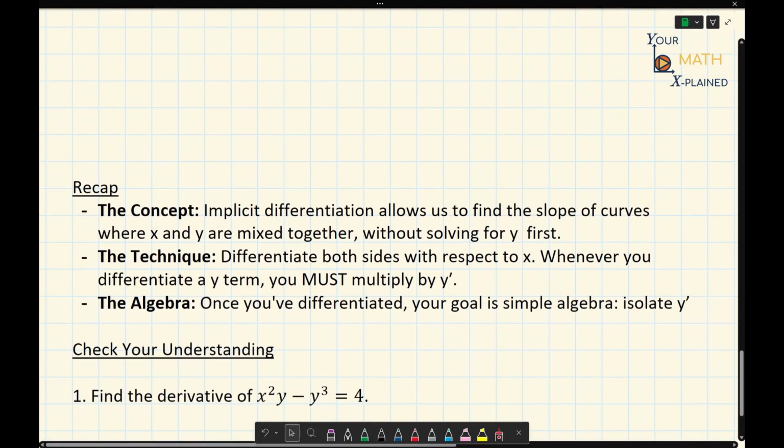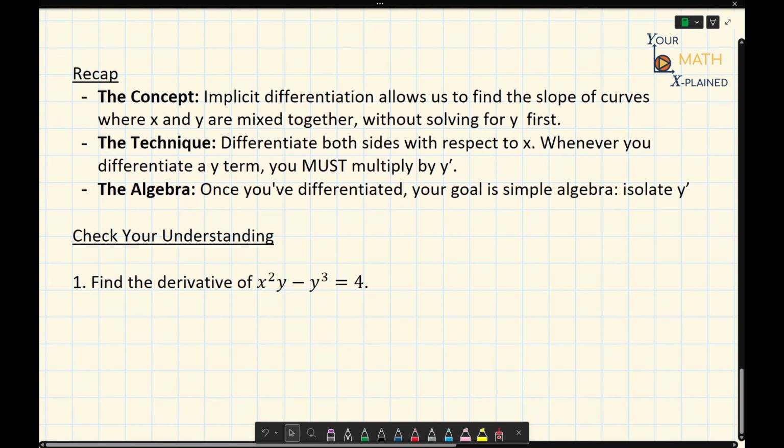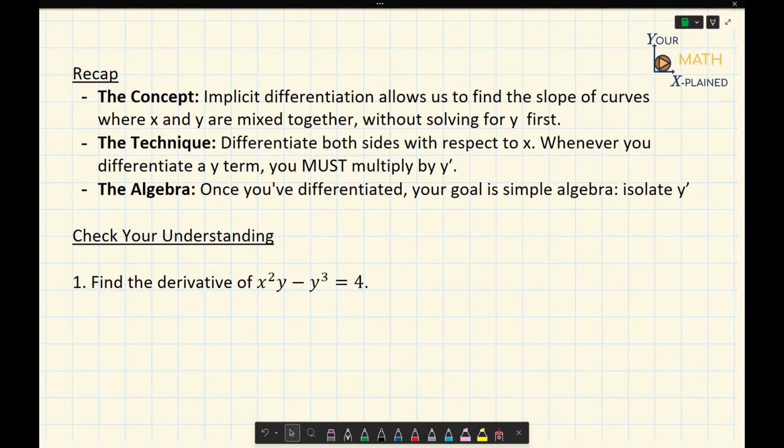And now let's do a quick recap of what we covered in this video. So the idea of implicit differentiation is that it allows us to find the slope of curves where x and y are mixed together without the need to solve for y first. And this is very useful because a lot of the times it's difficult or maybe even impossible for us to isolate y. And the technique here is to differentiate both sides of the equation with respect to x.